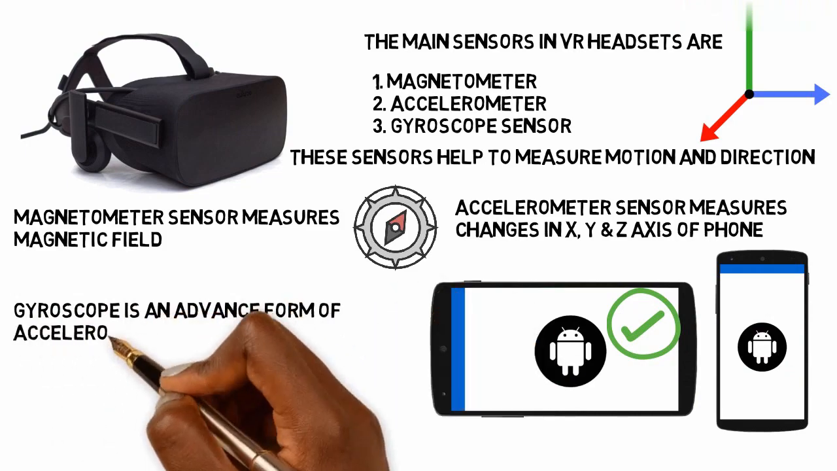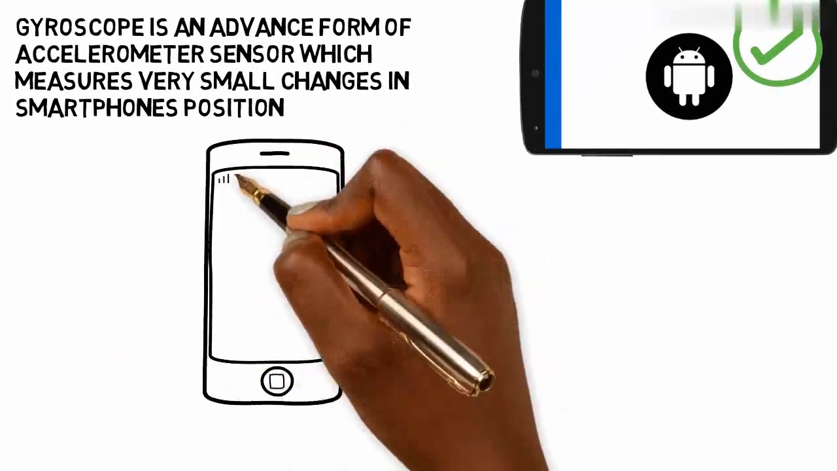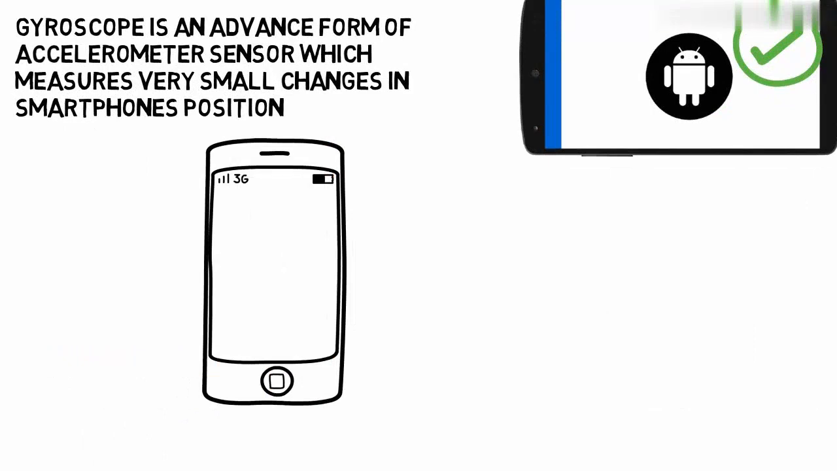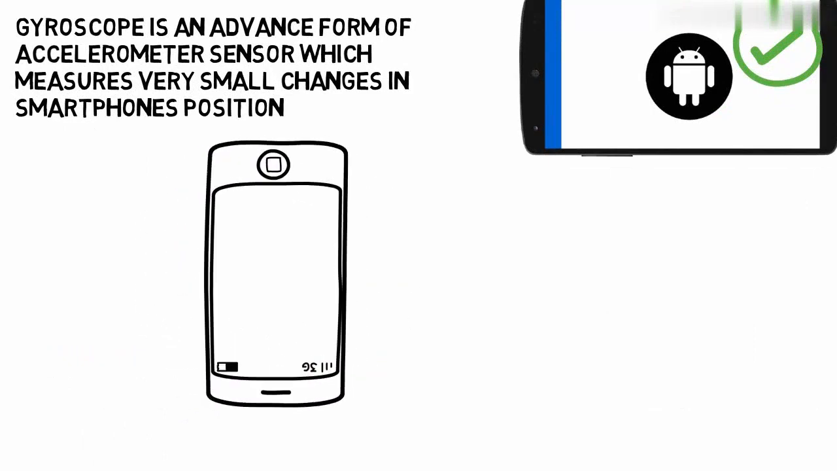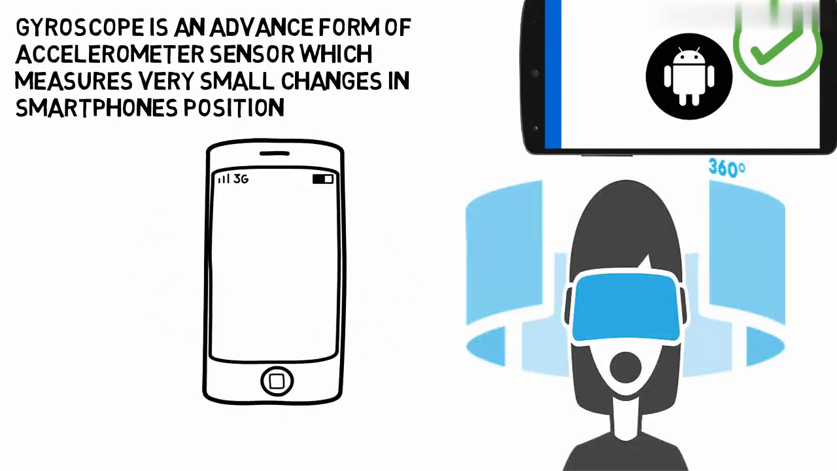A gyroscope sensor is an advanced form of accelerometer sensor, and it basically measures very small changes in the position of the phone. That is, when you tilt your phone, there will be a change in the position of the phone, and these small changes are accurately measured by the gyroscope sensor. The gyroscope sensor is one of the most important sensors in VR because it is with the help of the gyroscope sensor that head tracking takes place.